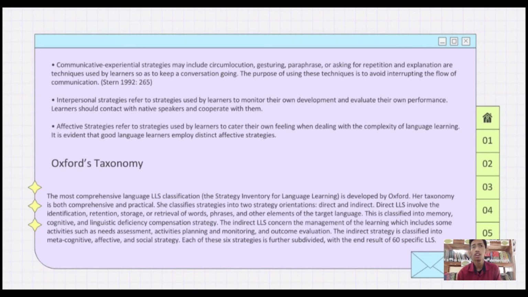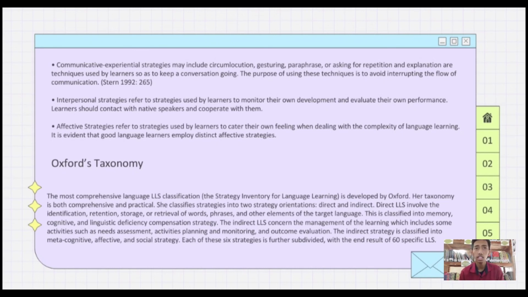Interpersonal strategies refer to strategies used by learners to monitor their own development and evaluate their own performance. Learners should make contact with native speakers and cooperate with them. Affective strategies refer to strategies used by learners to manage their own feelings when dealing with the complexity of language learning. It is evident that good language learners employ distinct affective strategies.